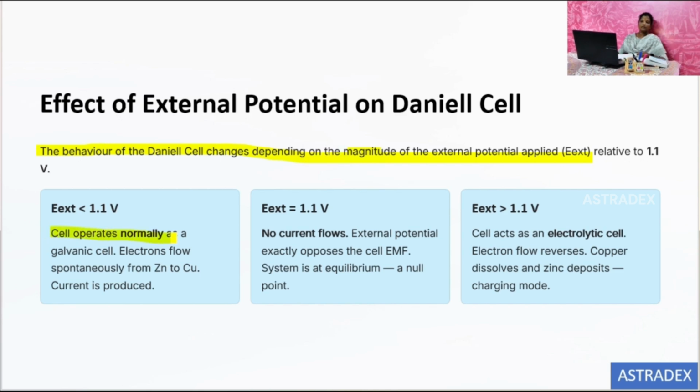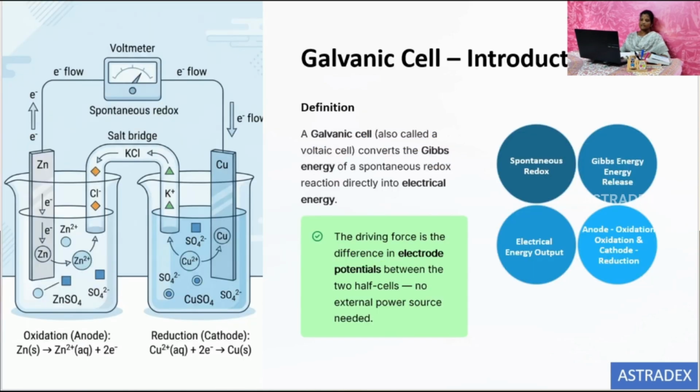So, a quick review again. The cell operates normally as a galvanic cell. But in case external potential is equal to 1.1, no current flows, because the system attains equilibrium. It is a null point; there won't be any deflection in the galvanometer. And when external potential is greater than 1.1, the cell will act as an electrolytic cell. The electron flow just reverses. Whatever happens in the electrochemical cell just reverses in the electrolytic cell.